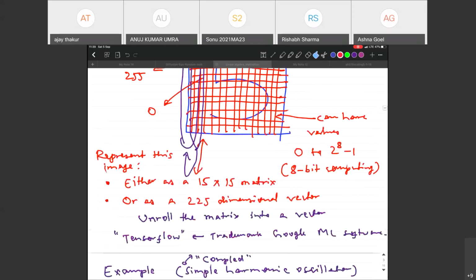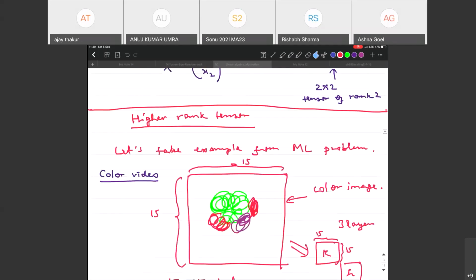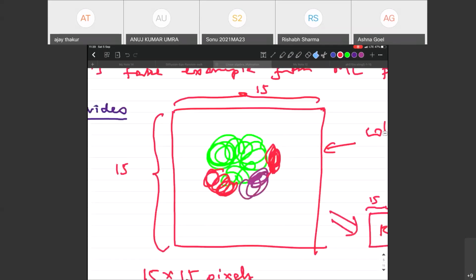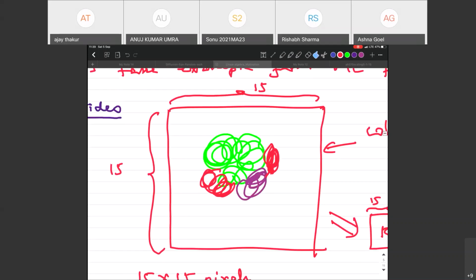Fine. Now we can come into a scenario where this image could be a colored image. Earlier it was simply a weight. Simply a weight means whether something is there in the cell or not, and if it is in the cell, how strong it is between 0 and 255. 255 means very bold and 0 means absent.